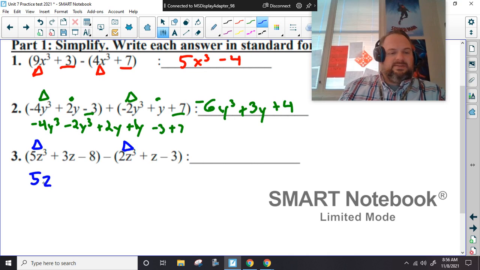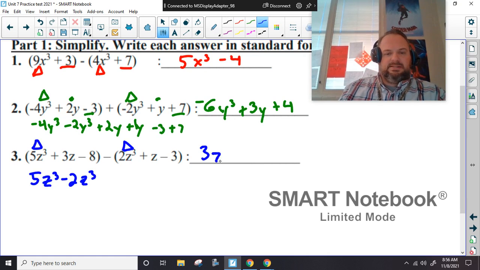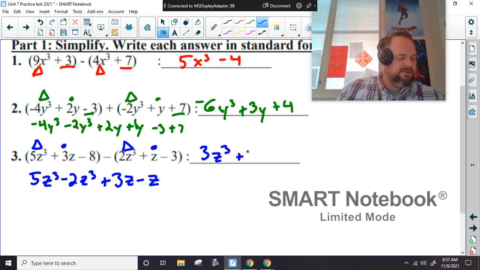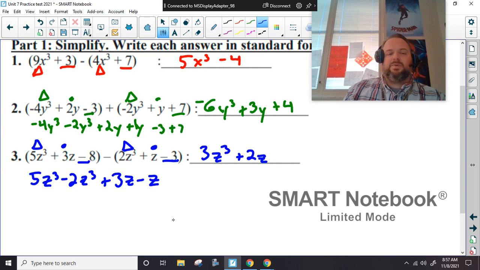So, we have 5z to the third minus 2z to the third, which gives us 3z to the third. And then, yep, minus z, and that's understood to be a 1z. So if you have 3 fingers, you accidentally cut one off. Now you have 2 fingers. Okay. Now, this is the one where it gets a little tricky and you have to be very careful. -8 minus -3.